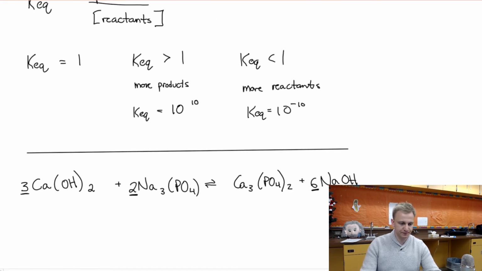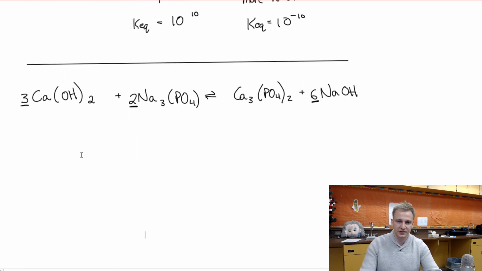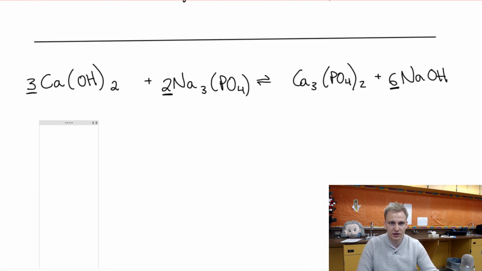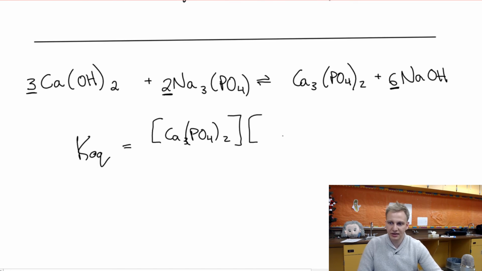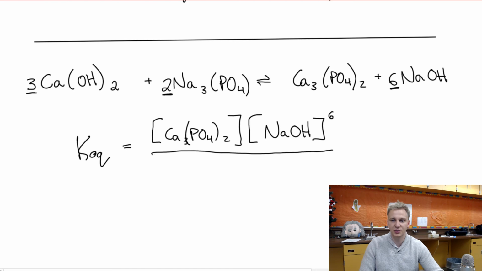And so as we said, the way that we represent KEQ is the concentration of products over reactants. And so what we want to do with our KEQ in this particular question is we want to have KEQ equal to the concentration of our products. So the concentration of Ca3(PO4)2, and we want to multiply that by the concentration of the other product, which is NaOH. We use the square brackets to communicate we're talking about concentrations. The last thing that we want to do is whenever we have balancing coefficients, we want to raise those to the power of whatever number we have. So because we have a balancing number of 6, it'll be NaOH to the power of 6.